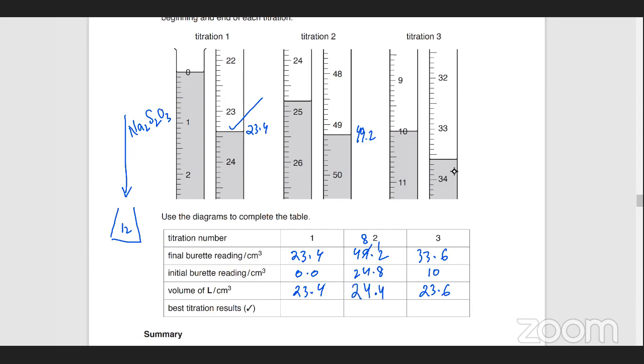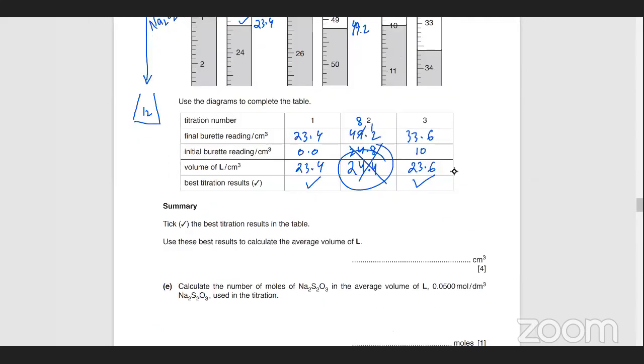Okay, so we've got the values. The best titration results are the ones that are closest to each other. These two are the best titration results. This value is a bit far from all the others, so it means there is some problem with it. Some error must have occurred, so you're not going to use that value. You're going to use 23.4 and 23.6, and then calculate the average. Show your working. Always show your working. It's going to be 23.4 plus 23.6, and divide by 2. So it's going to be 23.5.